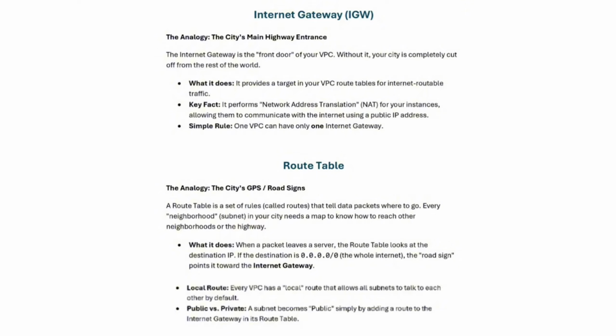Local route. Every VPC has a local route that allows the subnets to talk to each other by default. Public versus private: a subnet becomes public simply by adding a route to the internet gateway in its route table.